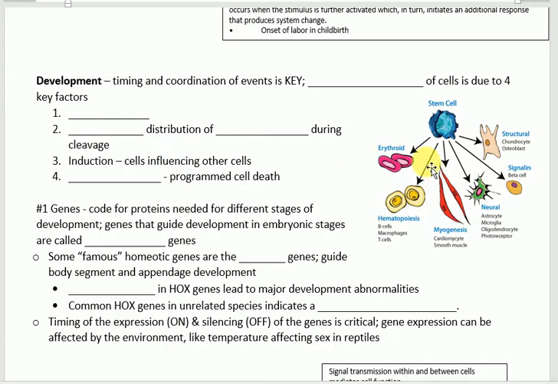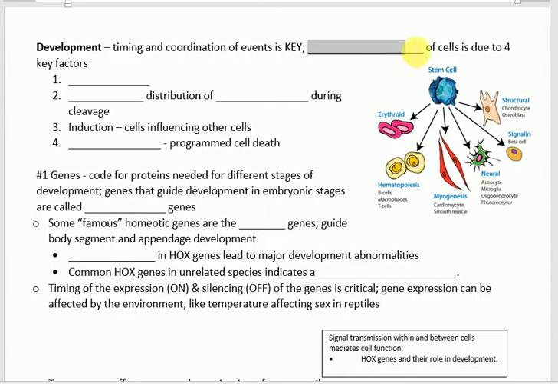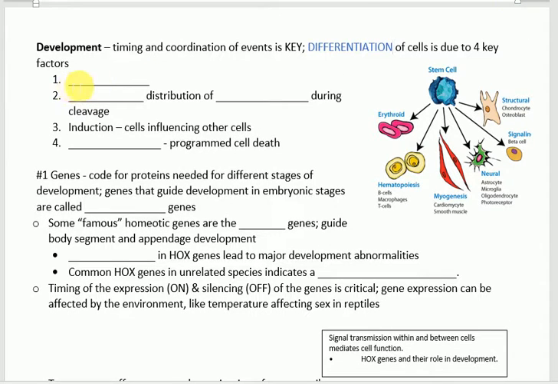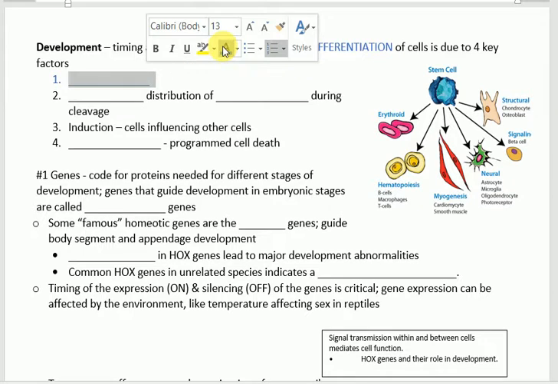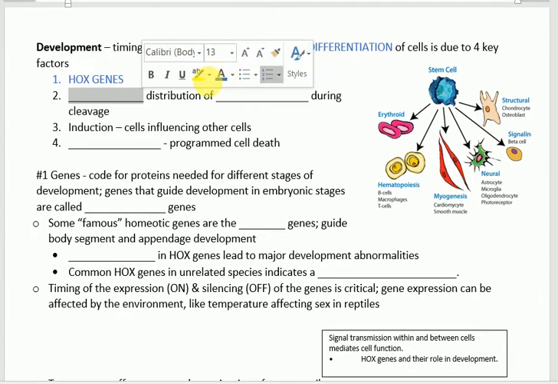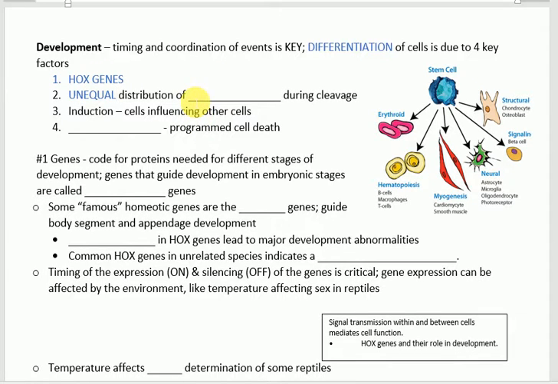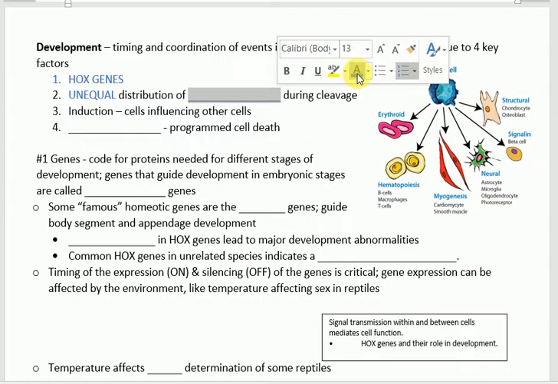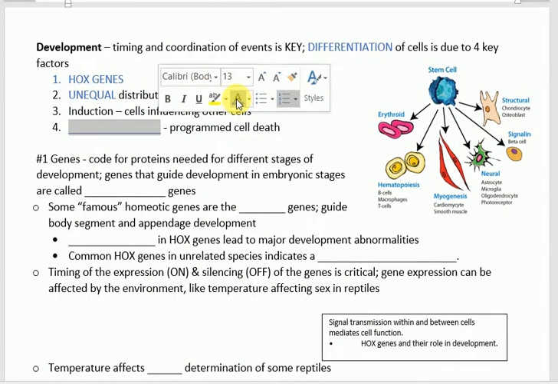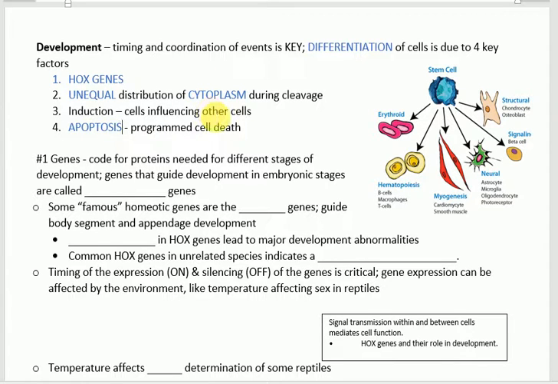So let's talk about development. Timing and coordination is key. The differentiation of cells is due to 4 key factors. The first is called the Hox genes. The second is unequal distribution of cytoplasm during cleavage. There's induction, which is cells influencing other cells. And then there is apoptosis, which is programmed cell death.